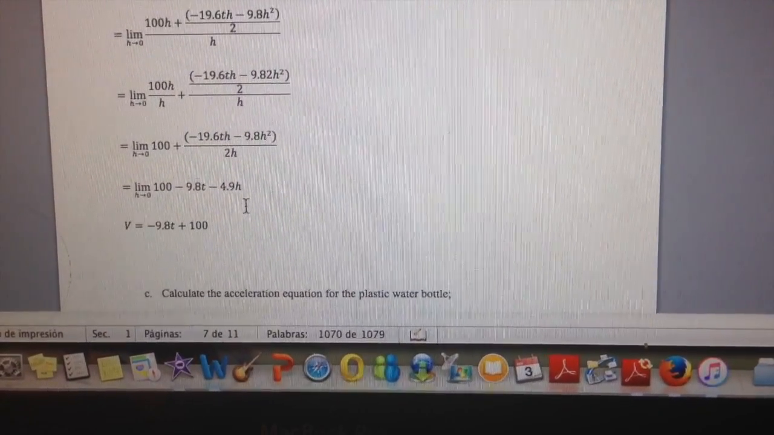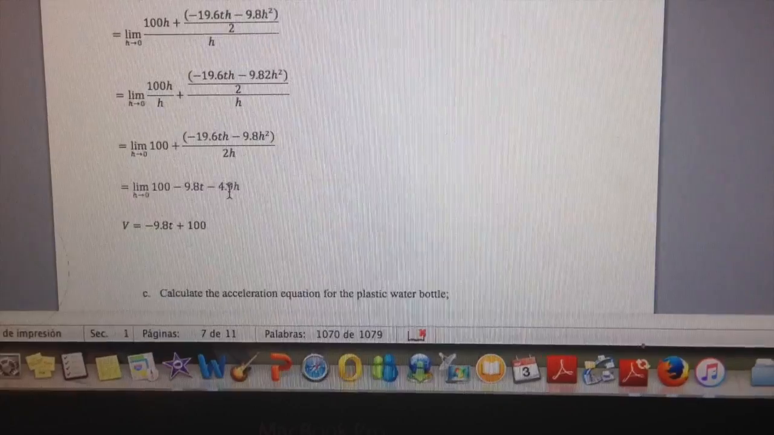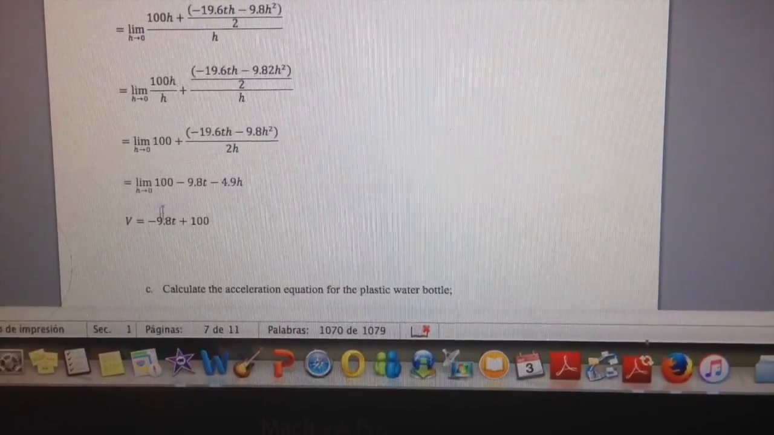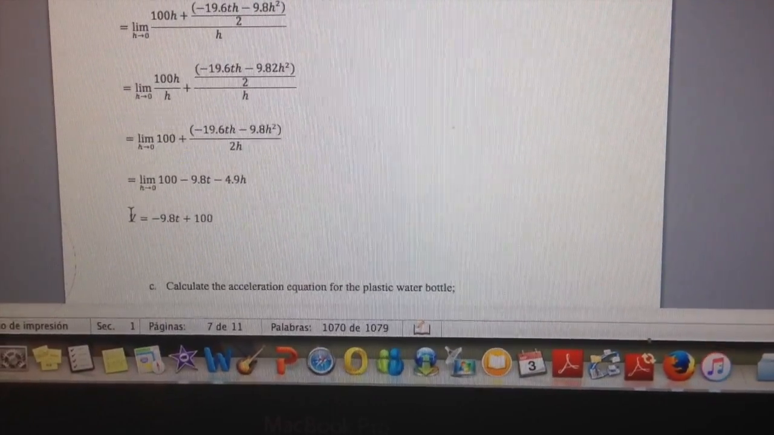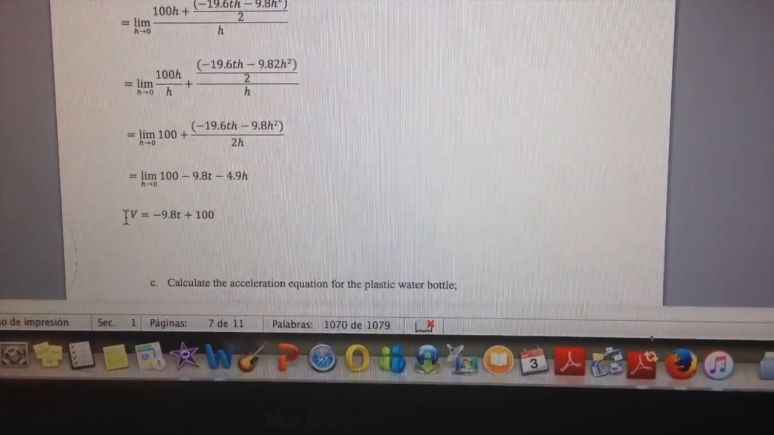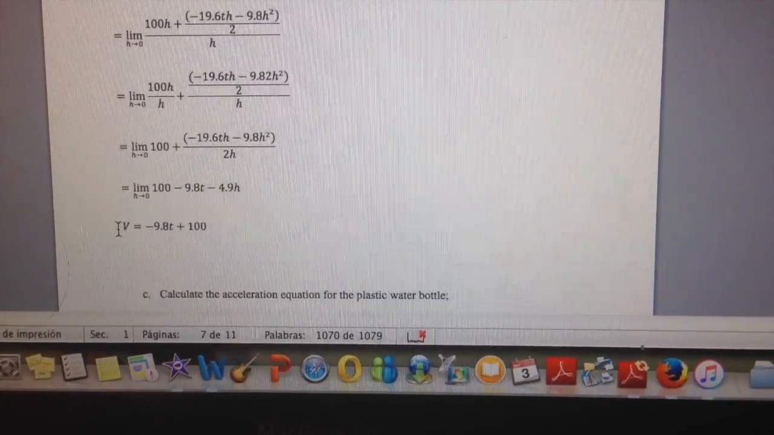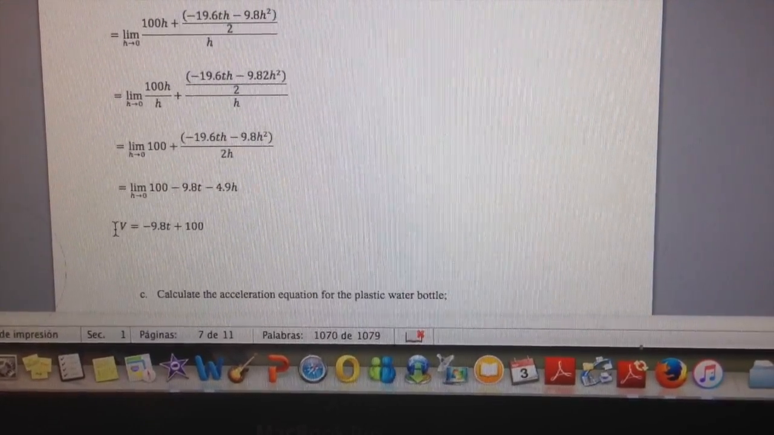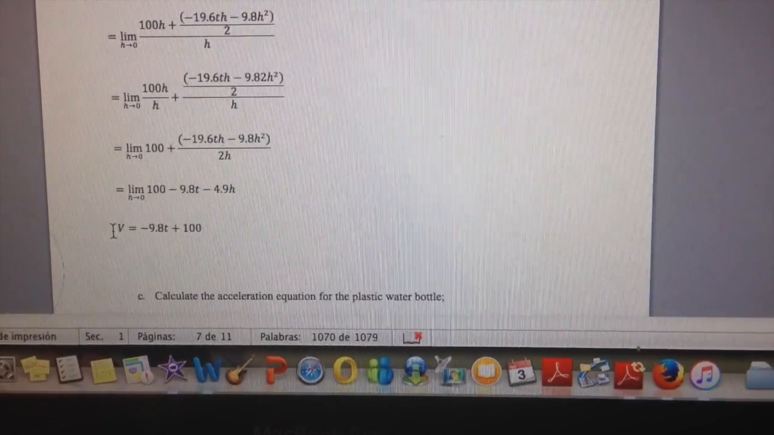Okay, at the end we only have to subtract the common terms, and at the end we got the velocity equation. The velocity equation turns out to be minus 9.8 t plus 100.